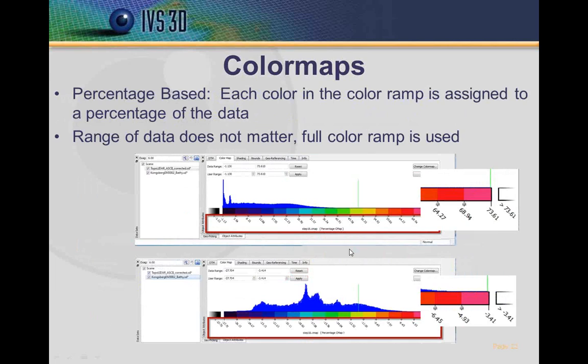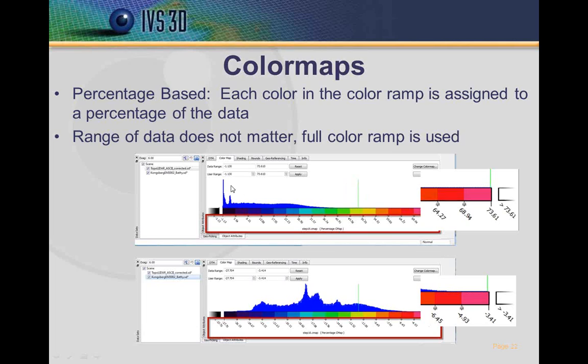All right, so now focusing on the percentage-based color map. Each color in this color map is assigned to a percentage of the data. So it doesn't matter what the range of your data is. When you use a percentage-based color map, you'll always use the full color map.